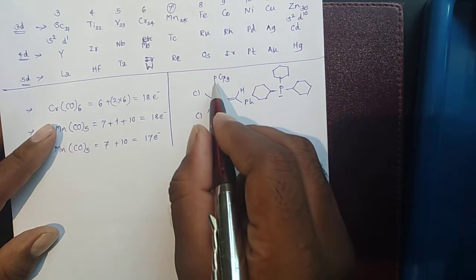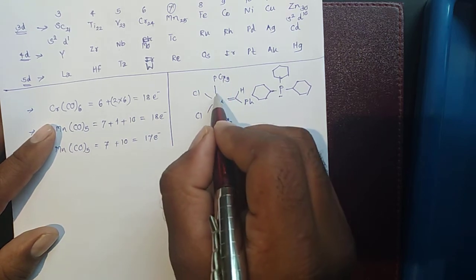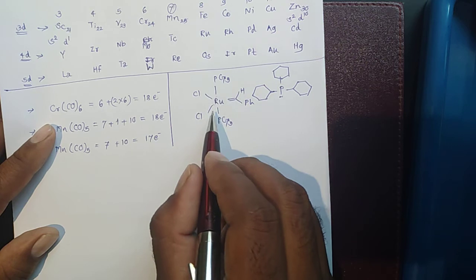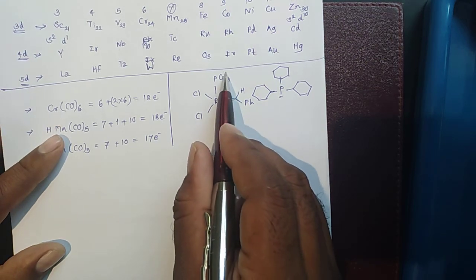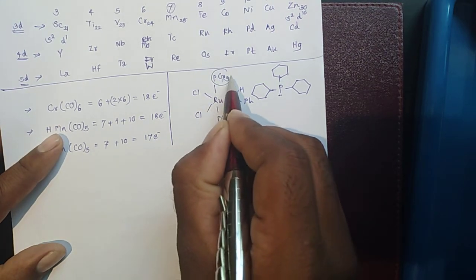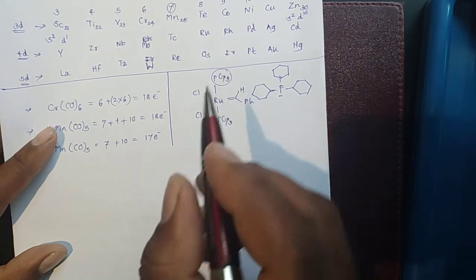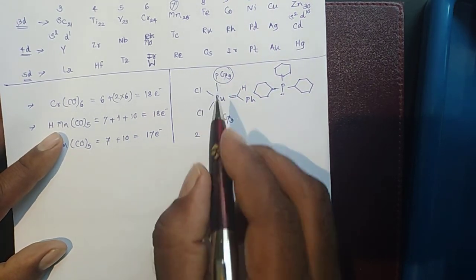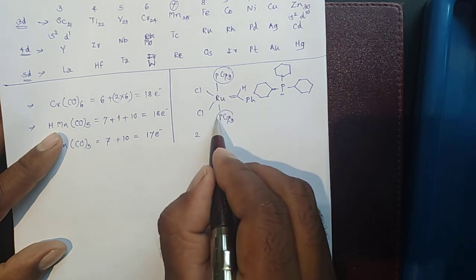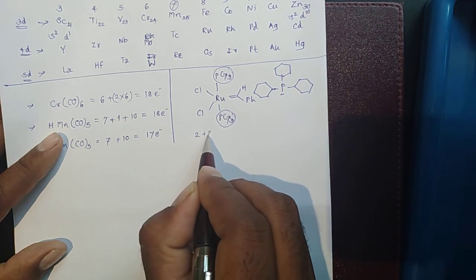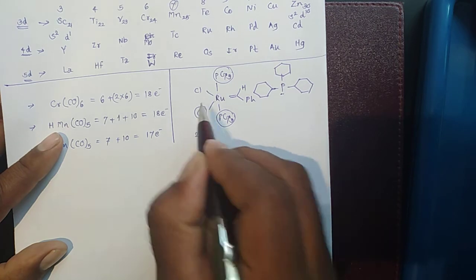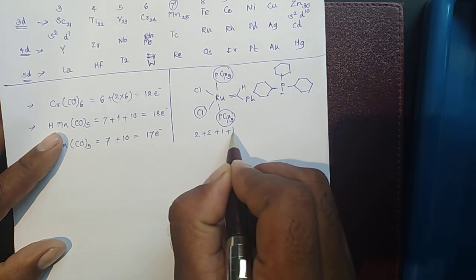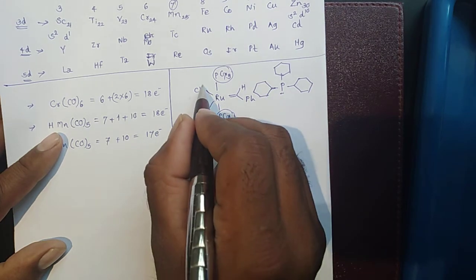What compound it is doesn't matter here; how many lone pairs the phosphorus has is what matters. Phosphorus is providing only one lone pair to the ruthenium, which means this ligand will provide only 2 electrons. So we consider 2 electrons for this, 2 electrons for the other ligand. Chlorine, how many electrons will it provide? Only one. Another chlorine, another one.